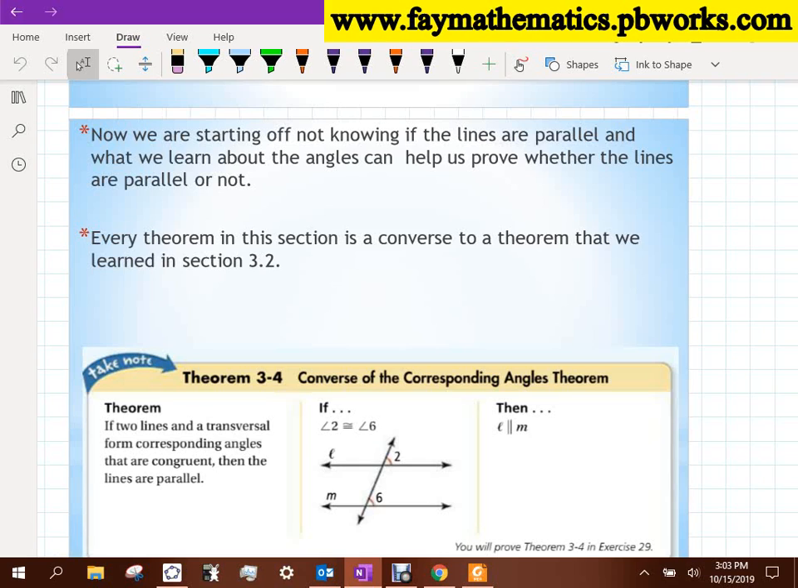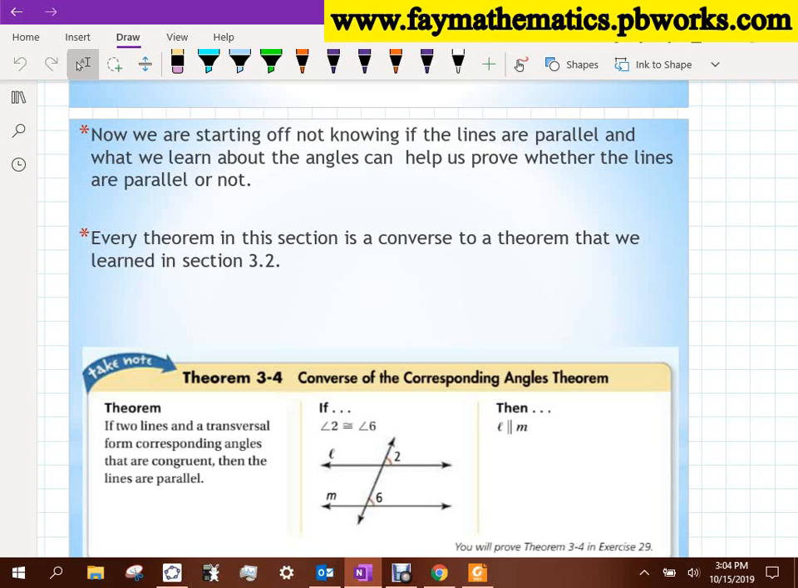Everything in this section is a converse of what we learned in section 3.2. So it's basically taking everything in 3.2, reading it backwards, and saying the statement I generate when I read it backwards is a true statement. In 3.2, we started with: if lines are parallel, then I learn this information about angles. If lines are parallel, I get congruent alternate interior angles, congruent corresponding angles, congruent alternate exterior angles, and supplementary same-side interior angles. Those were the 4 conclusions when the lines were parallel.